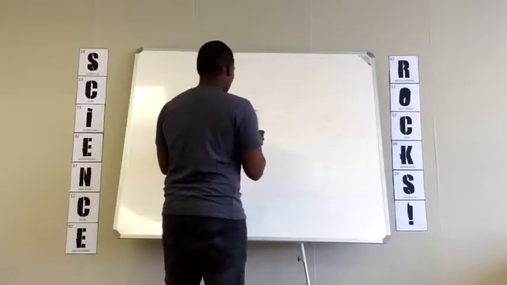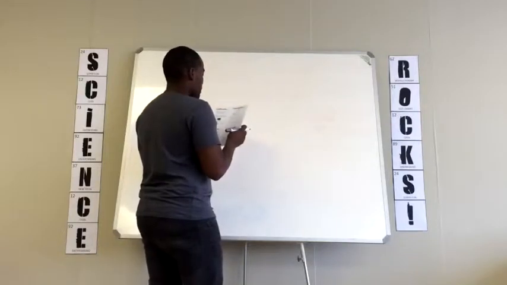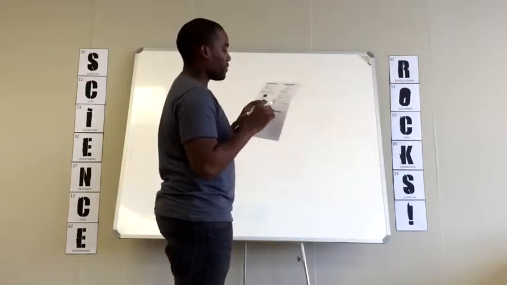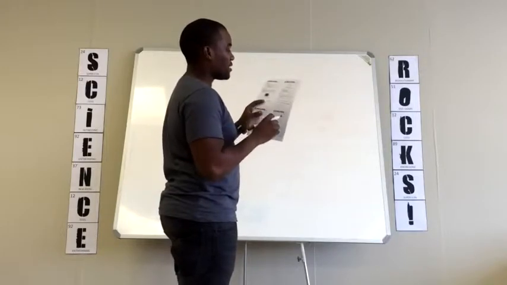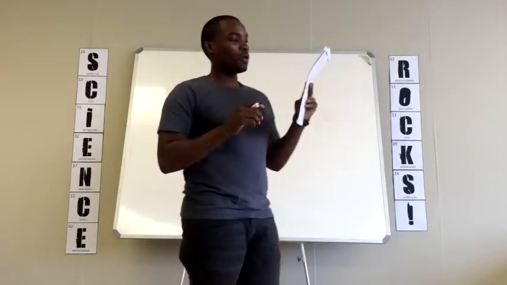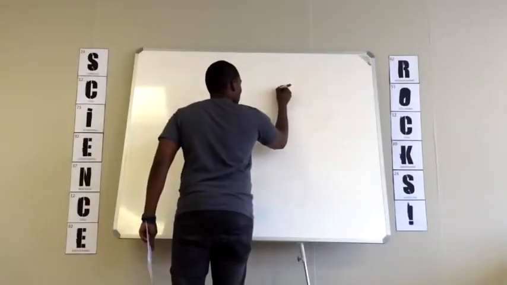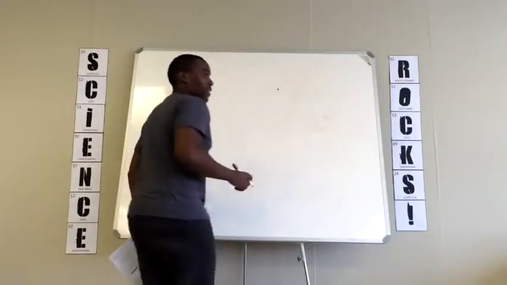Now if you look at our example questions, number one: the football is moving upwards towards its peak after being booted by the punter. Neglect air resistance. Diagram the forces acting upon the football as it rises upwards towards its peak. So there's our football. It's not a picture of a football, it's just a dot.